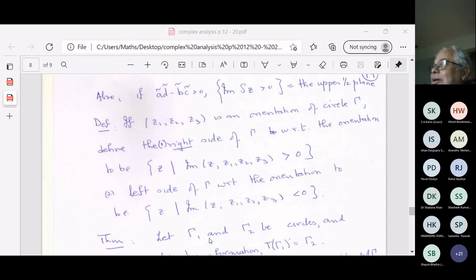In the same way, as I've told you just now about Green's theorem, if you have a circle, for example, I'm given the unit circle, and I have 3 points on the unit circle, namely 1, i, and -1. I'm saying this 1, i, and -1 give you an orientation. Now, what is the meaning of the left side on that unit circle?